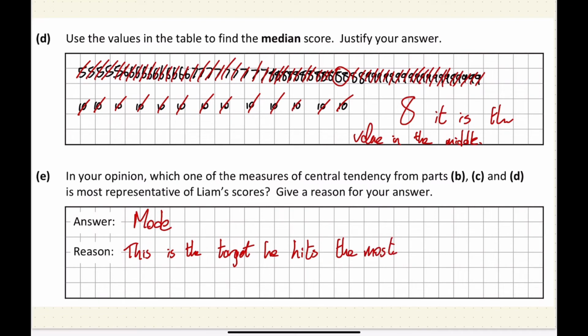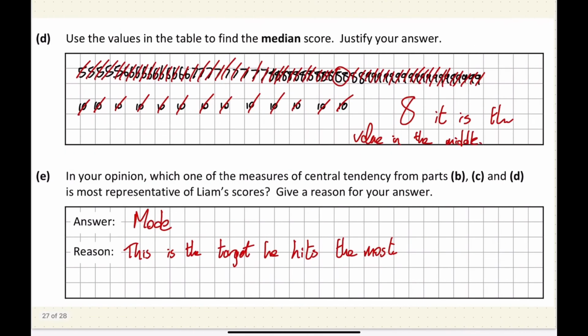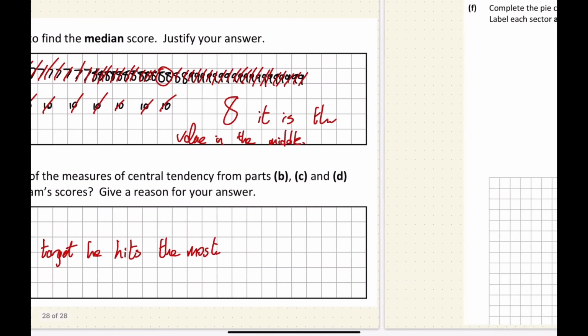So if the objective is to hit targets, the central tendency, the one that he hits the most often, is probably the one that's best representative of his average. And the median comes close, and the mean even a little bit further off, because the values are different, but it's the one he hits the most, so it's the mode.